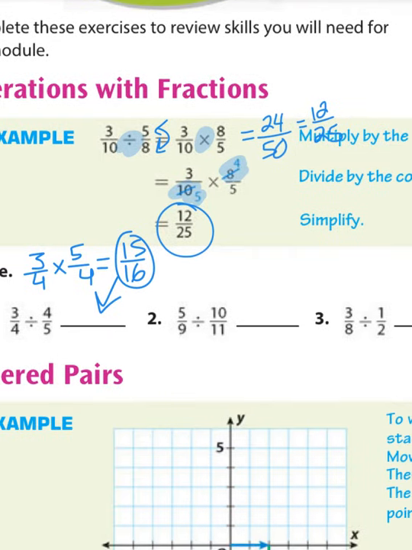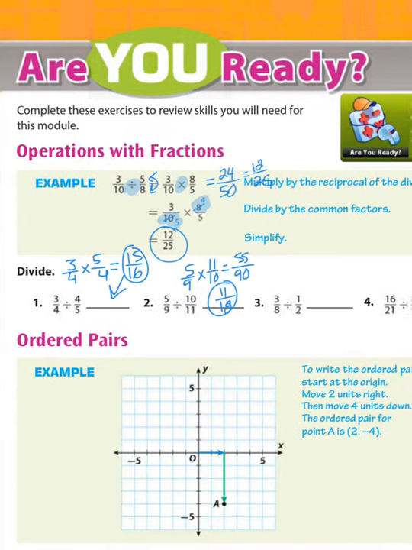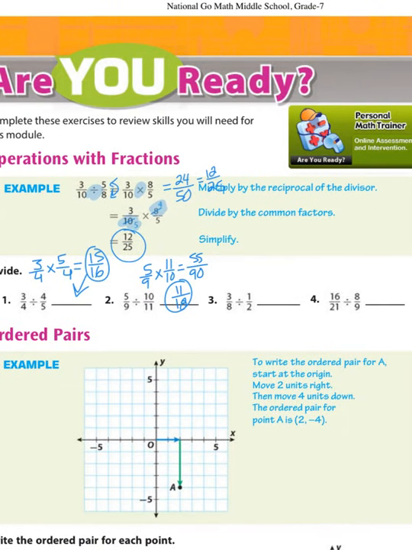All right, and then number 2, 5/9 divided by 10/11. We're going to change that to 5/9 times 11/10. 5 times 11 is 55. 9 times 10 is 90. We can simplify this by 5. 55 divided by 5 is 11. 90 divided by 5 is 18. So our final answer is 11/18. All right, pause the video, try numbers 3 and 4 on your own, then check back to see if you got them right.